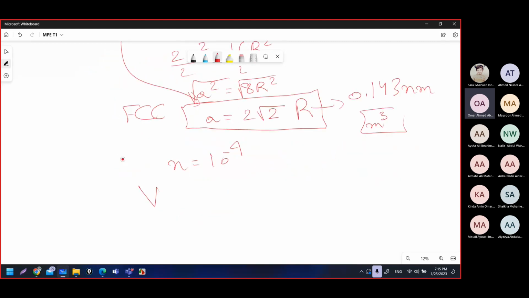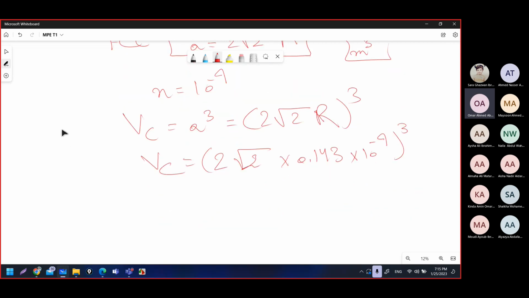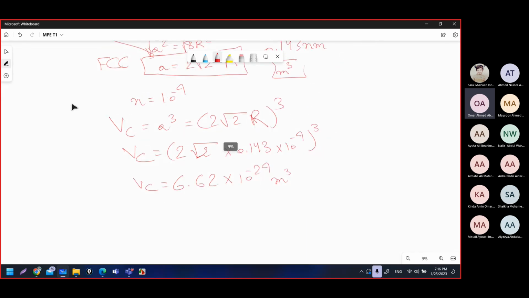So VC is equal to a cubed, and a cubed is 2 square root of 2 times R, all cubed. Now I will replace only R: 2 times square root of 2 times R, which is 0.143 times 10 to the power negative 9. You have to convert it to meter cubed, and this will give you that the volume is equal to 6.62 times 10 to the power negative 29 meter cubed. That is for the first question.